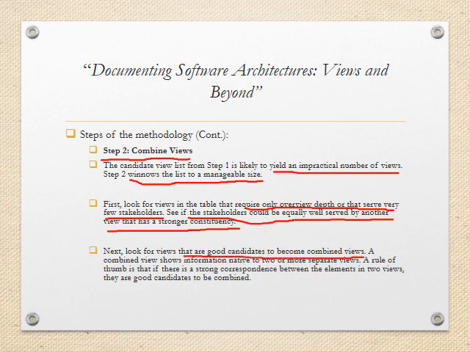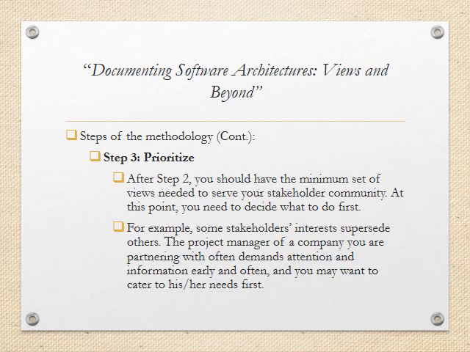Some of the views can be combined together so that they are stronger and serve more candidates. A combined view shows information native to two or more separate views. A rule of thumb is that if there is a strong correspondence between the elements in two views, they are good candidates to be combined. If we find that the two views serve the same set of elements, or they serve the same set of stakeholders, then we can combine or merge them.